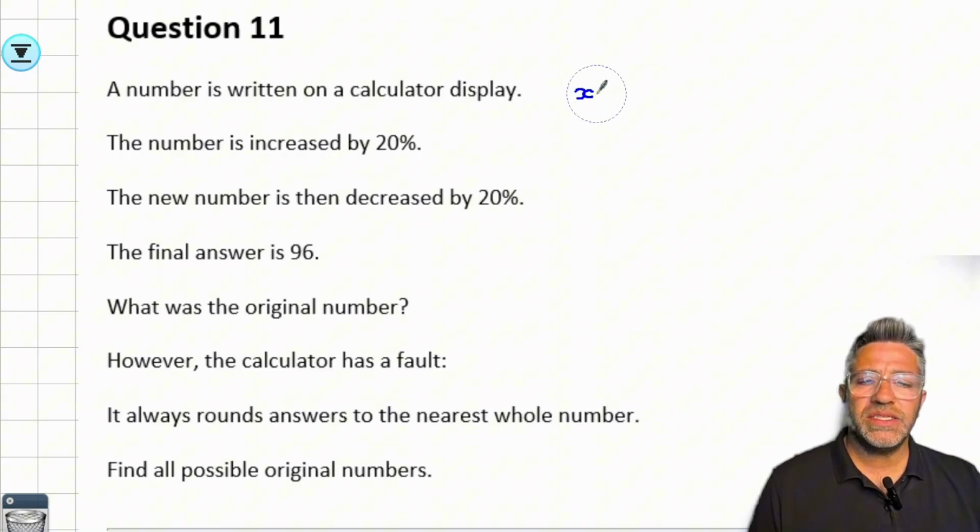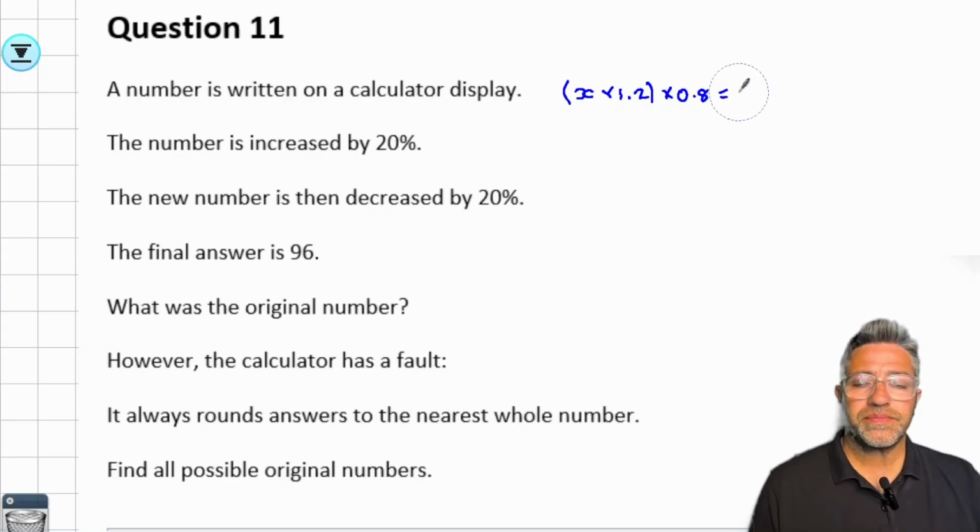A number is increased, x, by 20%. I'm just going to use the multiply method. To increase a number by 20%, we multiply by 1.2. The new number is then decreased by 20%. If you decrease something by 20%, our multiply method means we multiply by 0.8. And the final answer is 96.